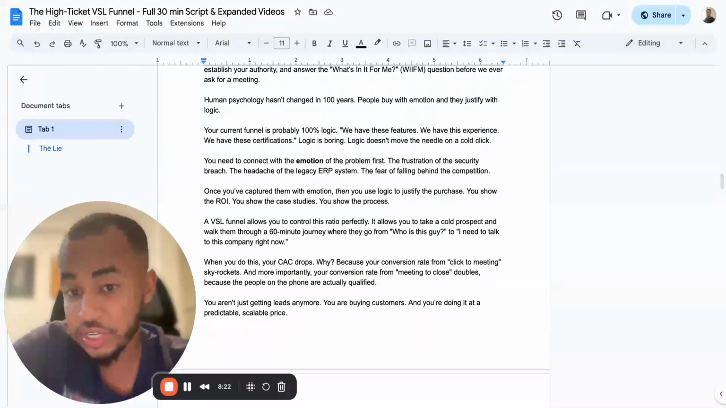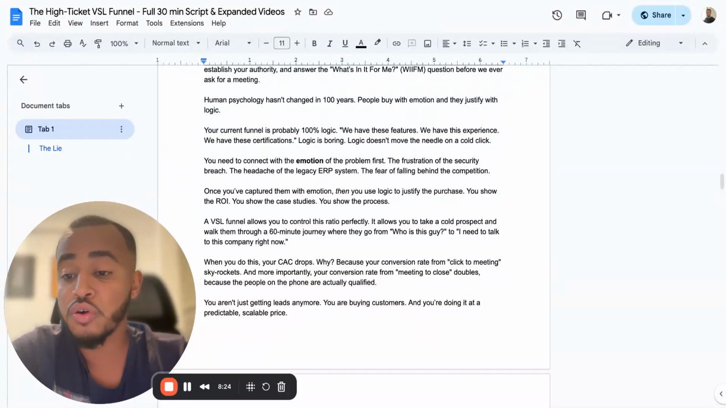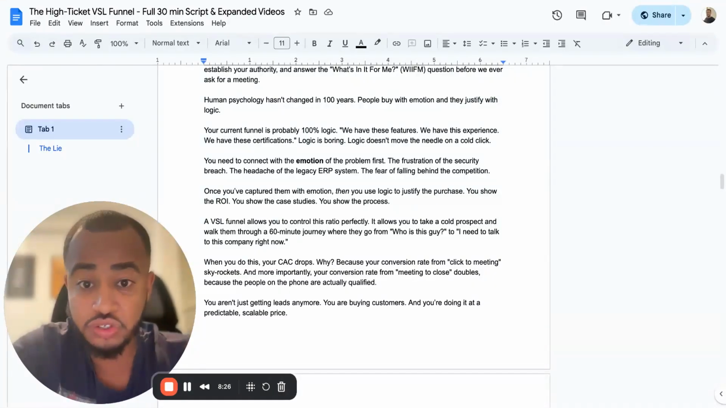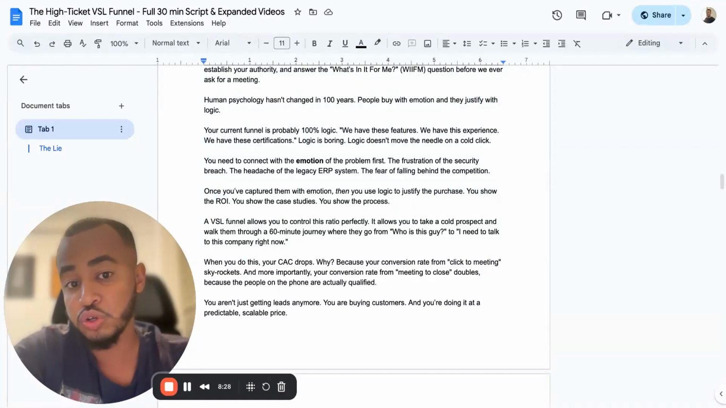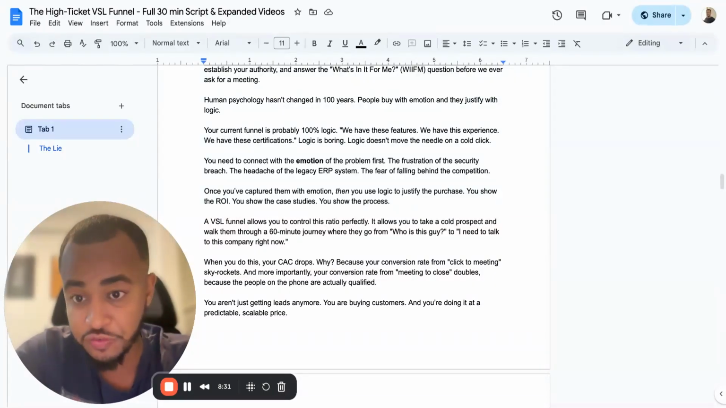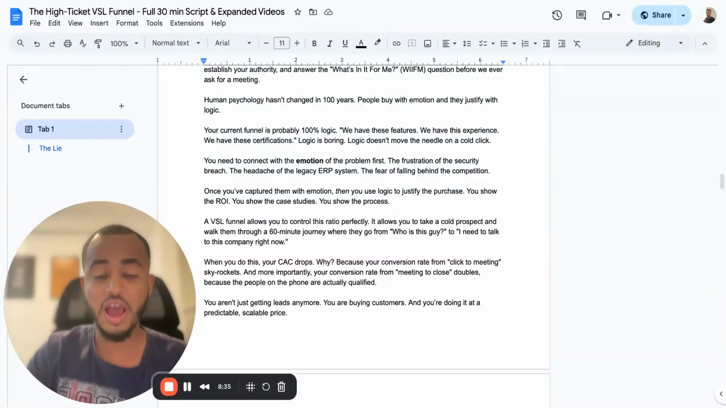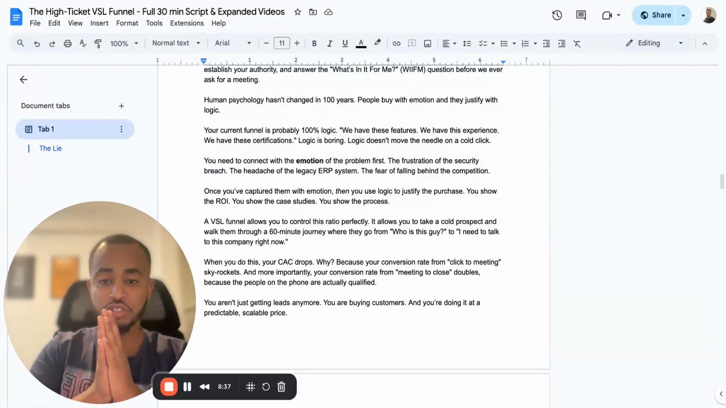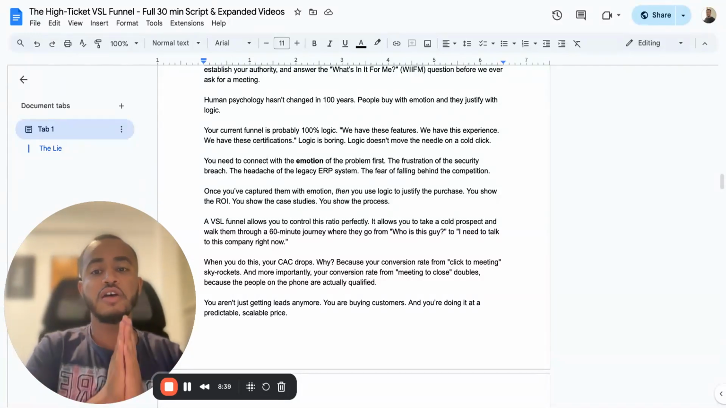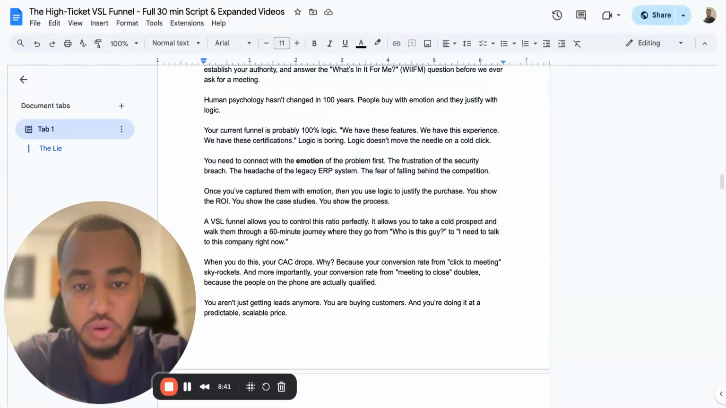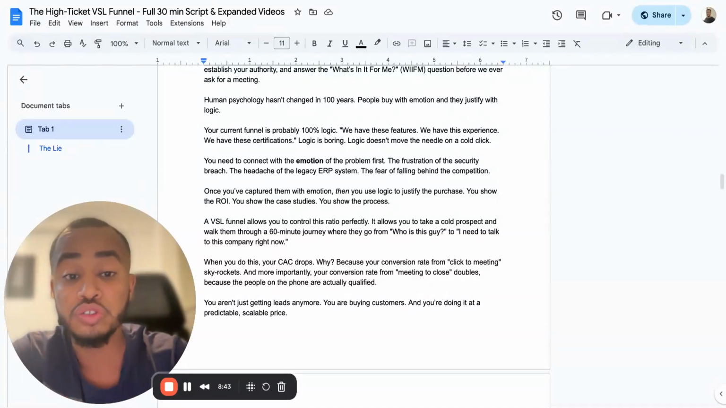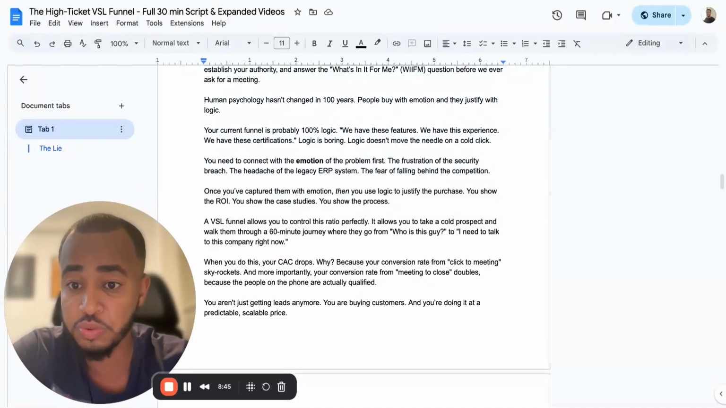Human psychology hasn't changed for a decade, or more than a century. People buy with emotion and they justify with logic. Your current funnel is probably 100% logic. We have these features, we have this experience, and we have these certificates. The logic is boring. Logic does not move the needle on the clicks. That's the most important thing.